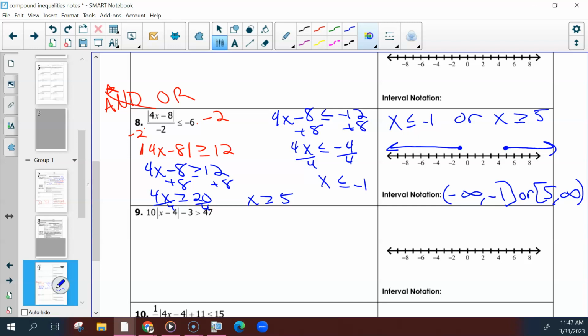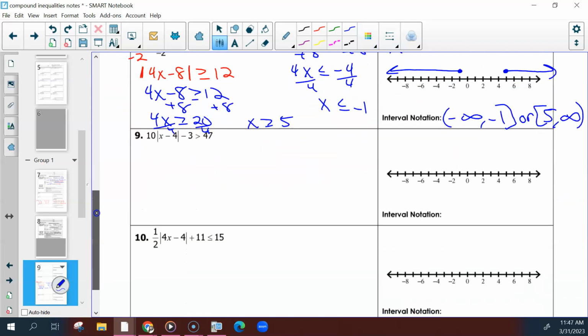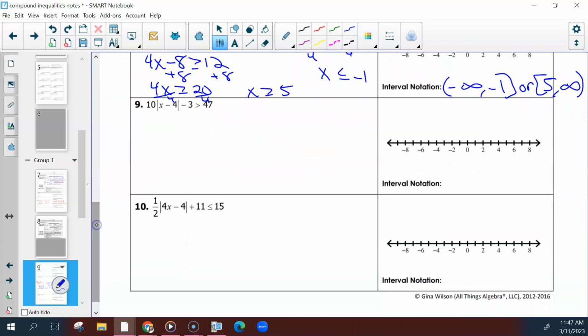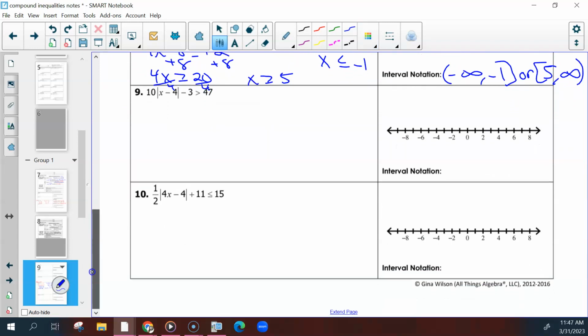And then between 9 and 10, which of those two do you want to see, please? 10. Okay. So we need to isolate the absolute value first. What would be our first step?